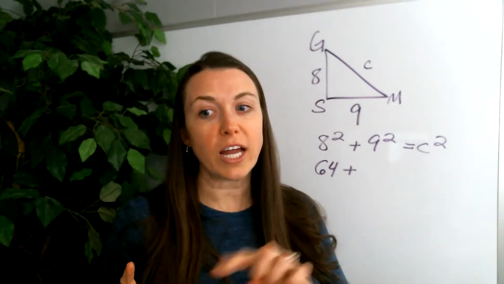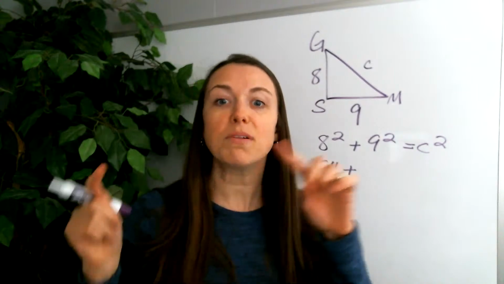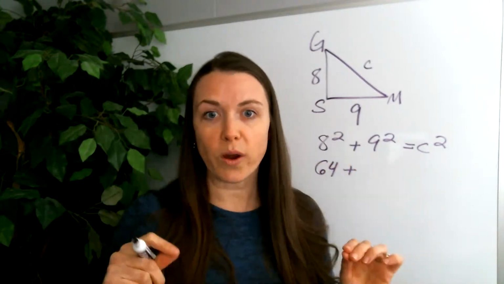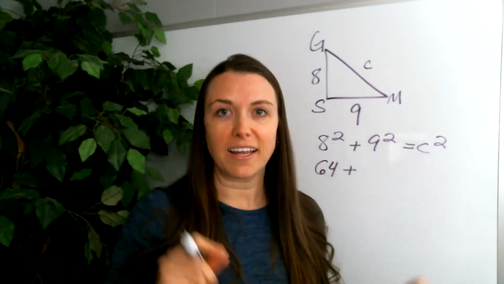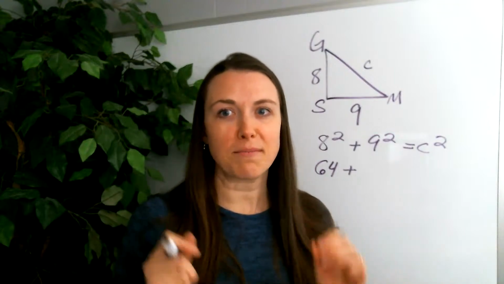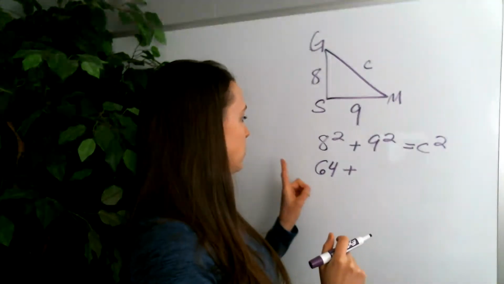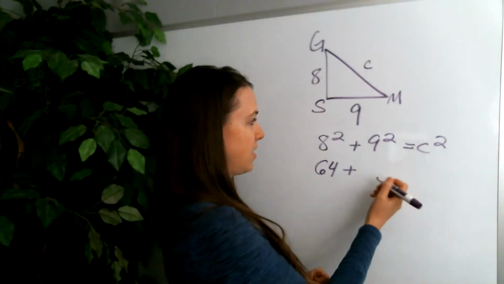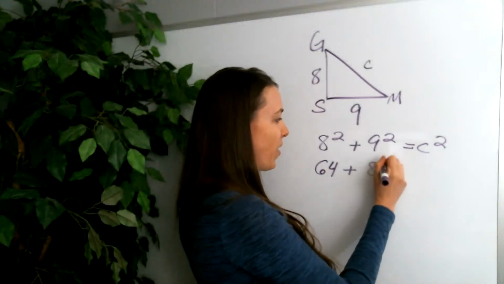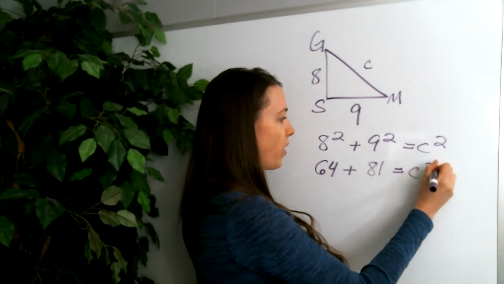Not 64, not 16, because that's 8 plus 8, right? We want to go 8 squared, so 8 times 8. 8 and 8 dropped on the floor. Pick it up. Now it's 64. Okay, so 64 plus 9 squared is 81 equals c squared.